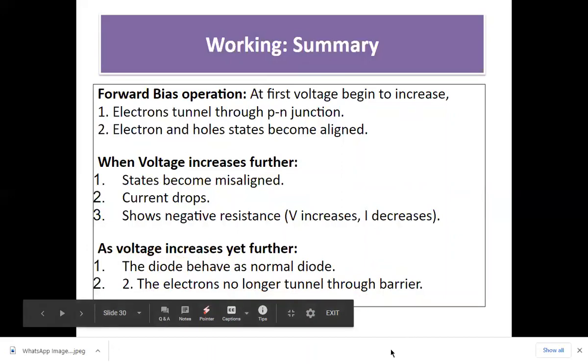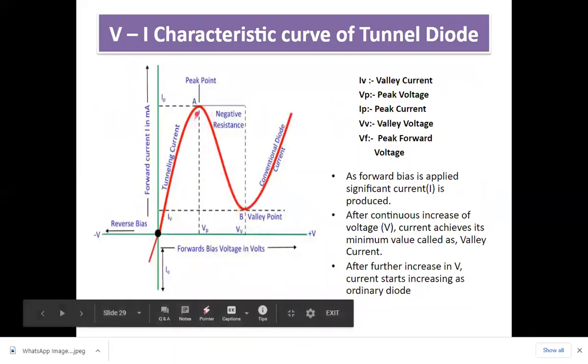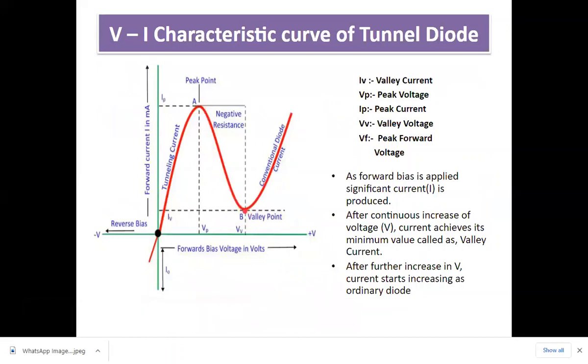In its VI characteristic, this portion shows the negative resistance region. The portion of the curve in which current decreases as the voltage increases is the negative resistance region of the tunnel diode. The negative resistance region is the most important and most widely used characteristic of the tunnel diode. A tunnel diode operating in the negative resistance region can be used as an amplifier or as an oscillator.